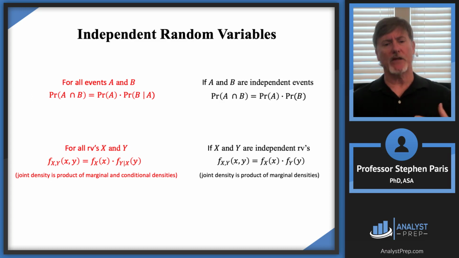But then if you have independent events, the probability of event A and event B is just the product of the probabilities of A and B. And so the conditional part falls out because of the independence. And likewise, if you have independent random variables, the joint density function is just going to be a product of the corresponding marginal density functions.